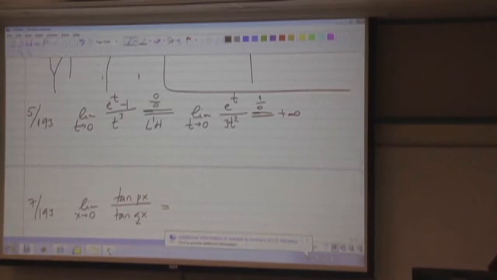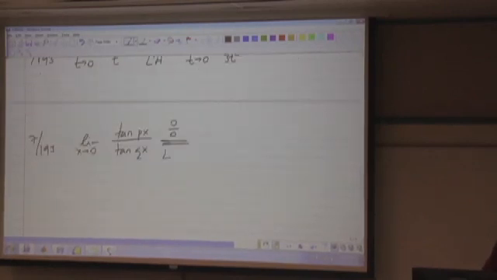Tangent of 0 is 0. So we're in this lovely situation of 0 over 0. And so applying L'Hopital's rule gives us what? Secant squared of p of x times p divided by secant squared of q of x times q. Right? Again, 2 words. Last word is rule. First one is chain. Right?